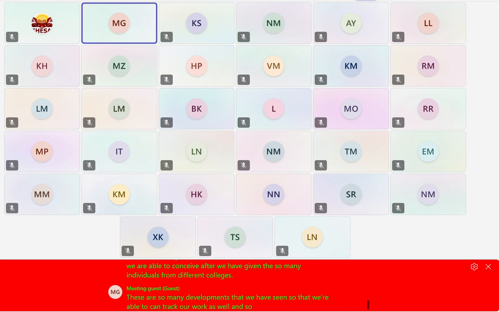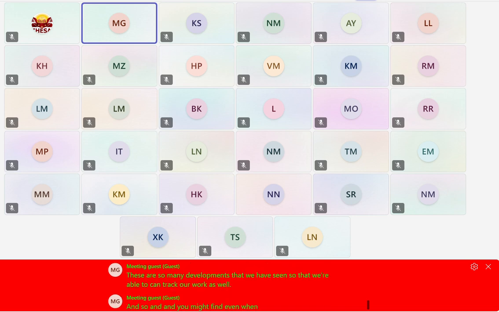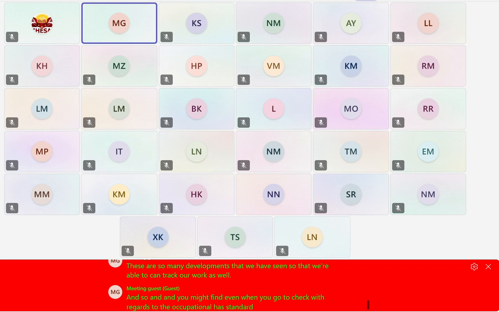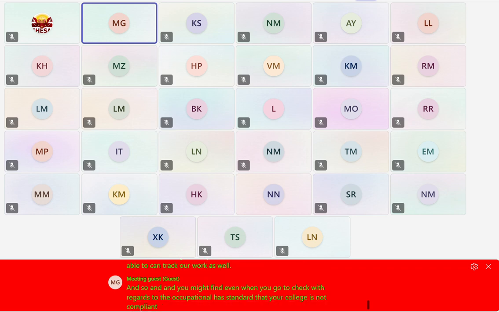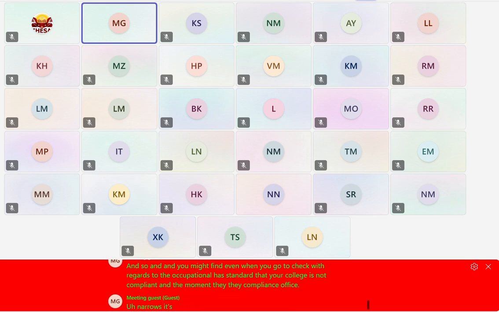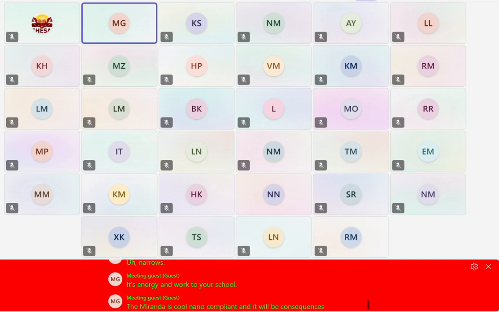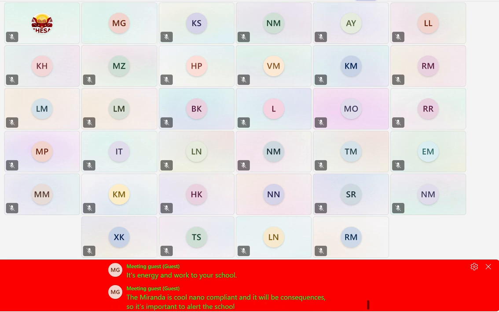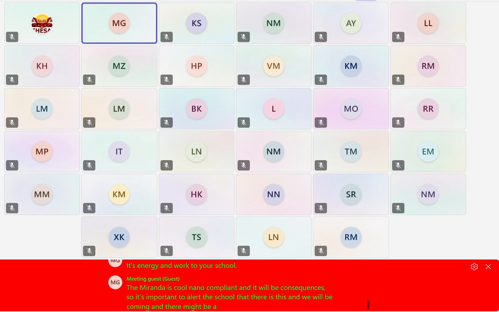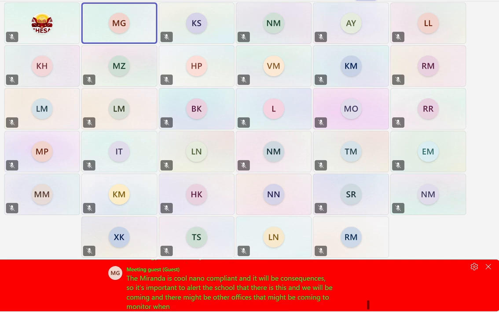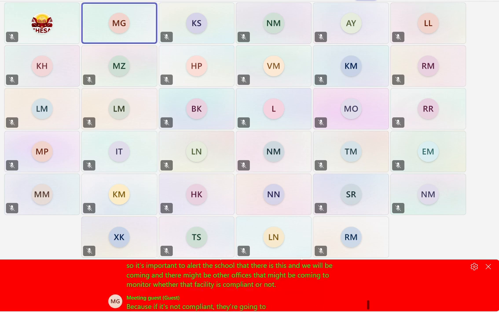And you might find, even when you go to check with regards to the occupational health standard, that your college is not compliant. And the moment the compliance office narrows its energy and work to your school, they might render your school non-compliant, and there will be consequences. So it's important to alert the school that we will be coming, and there might be other offices that might be coming to monitor whether that facility is compliant or not. Because if it's not compliant, they're going to make a recommendation that it must be closed down.